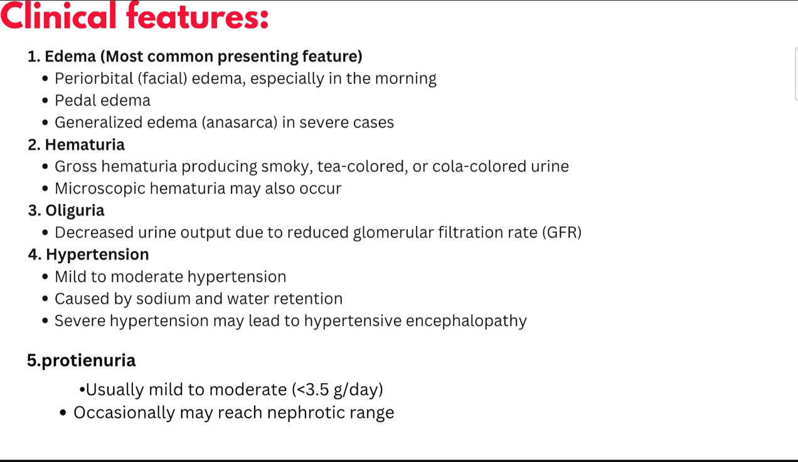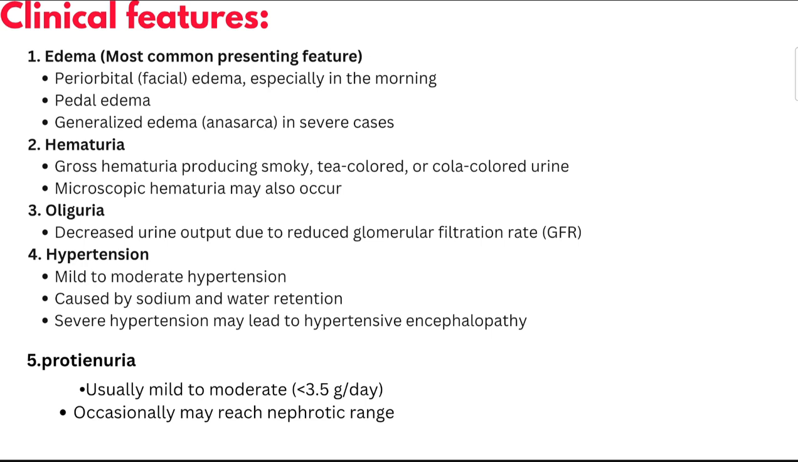Next is hematuria, where urine may appear smoky, tea colored, or even cola colored due to the presence of blood. It's important to remember that this can also be microscopic, meaning it might not be visible to the naked eye but detected through tests. Additionally, oliguria is a concern, which is decreased urine output. This occurs due to reduced glomerular filtration rate, indicating that the kidneys are not filtering blood as they should.